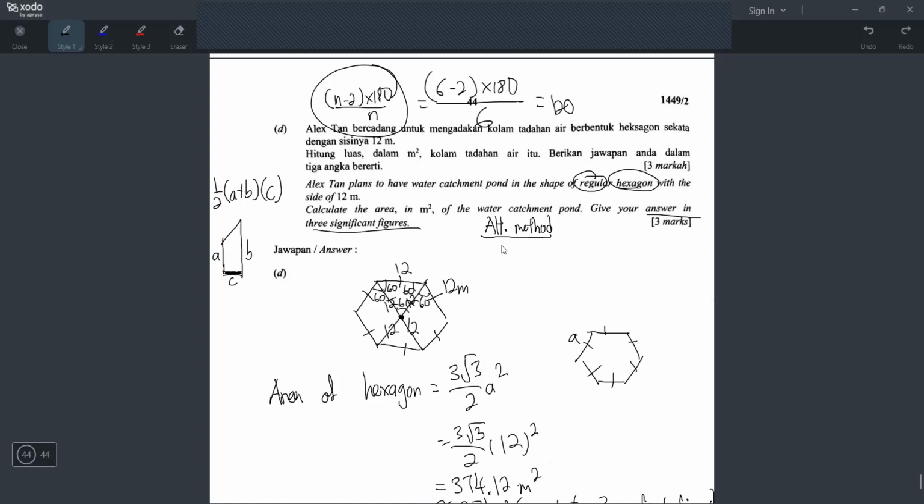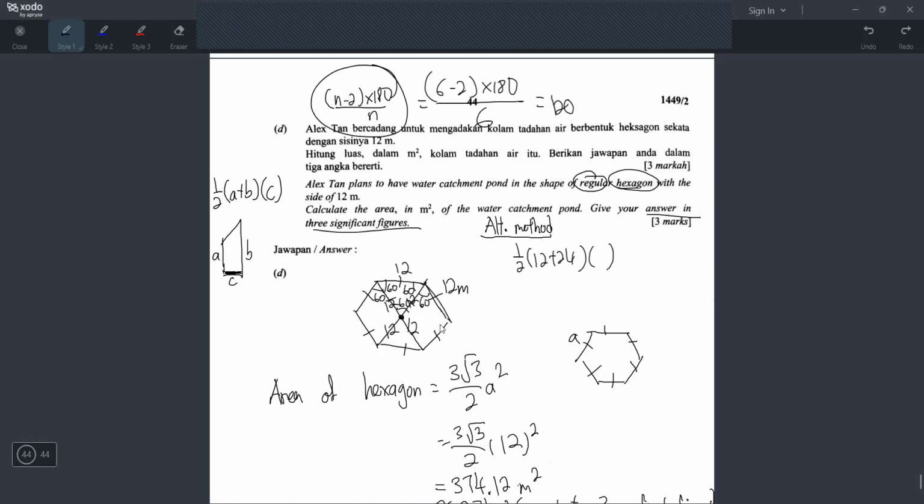So your area of trapezium will be 1 over 2 times the parallel side, which is 12, plus this parallel side, which is 24. So it will be 12 plus 24. And don't forget to multiply with the distance between these two parallel sides. But the distance has to be the perpendicular distance, which has 90 degrees. You cannot take the slanted distance. You have to take the straight distance. But how to find the straight distance?